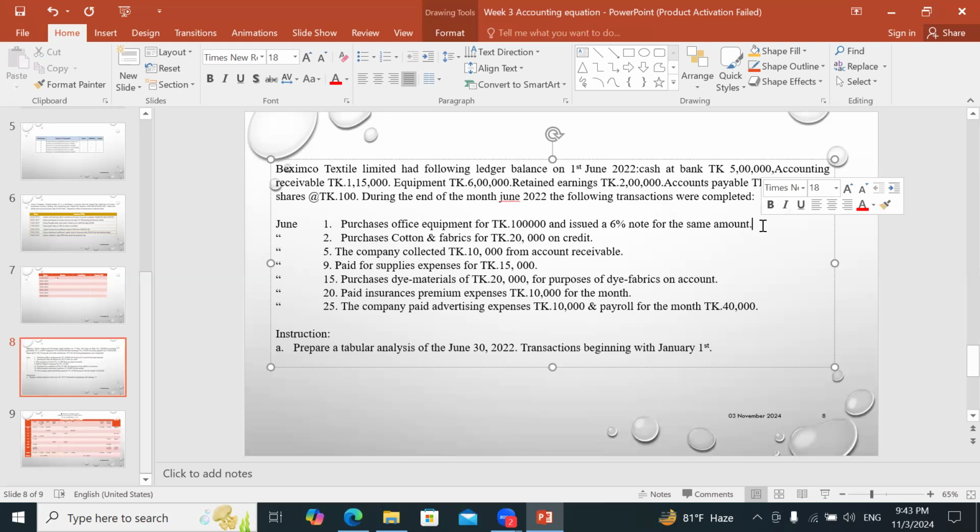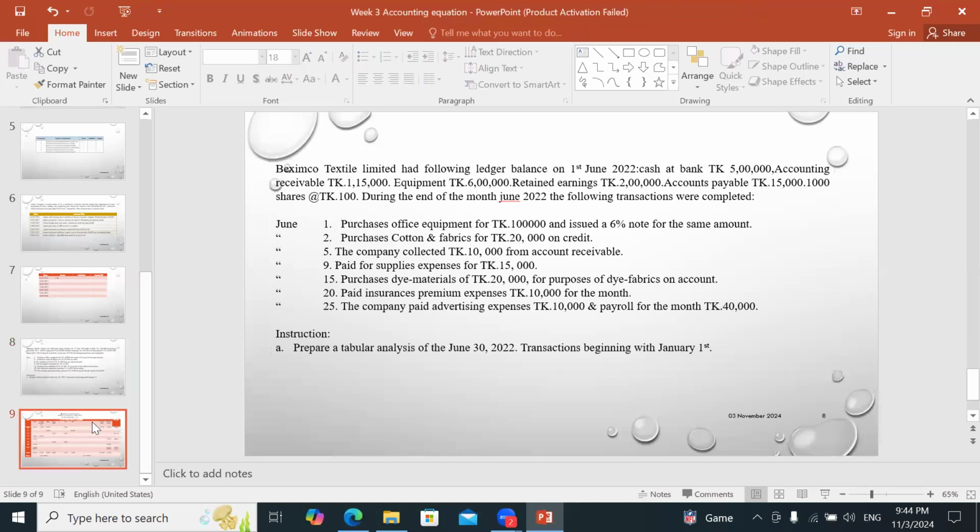So June 2, purchase cotton and fabrics. Cotton and fabrics is one kind of asset, for taka 20,000 on credit on account. That means you will pay next time. So it is payable, accounts payable. Cotton is the asset, it increases. Payable increases.